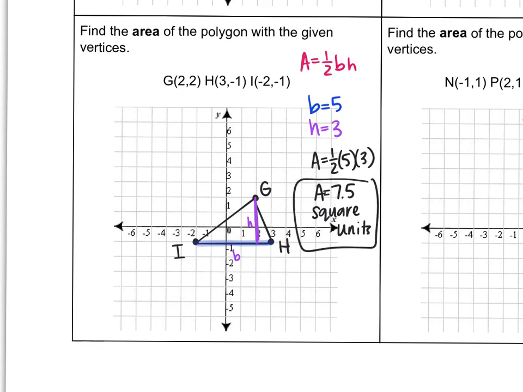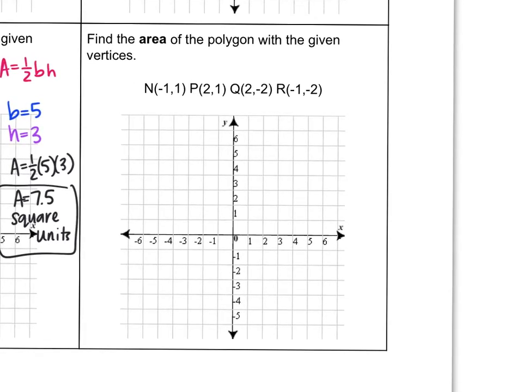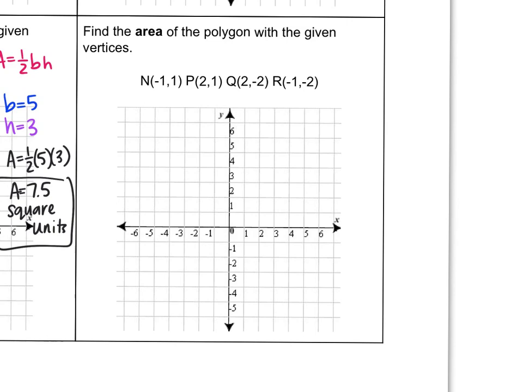And the last one. Again, try these on your own first, and then watch this. So the last one is going to be a quadrilateral. So I'll go ahead and graph N at -1, 1. P at 2, 1. Q at 2, -2. And R at -1, -2. Looks like it might be a square. I can't be certain it's a square until I count the sides and see if they're all the same, because it could just look like a square and actually be a rectangle. It doesn't really matter either way.